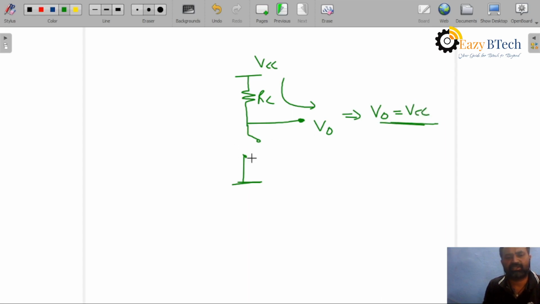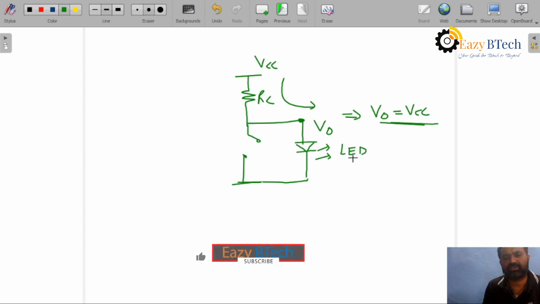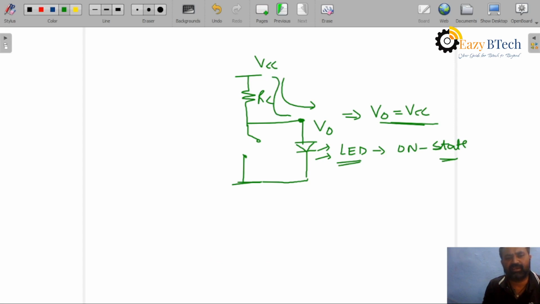It means that due to this open circuit, suppose you connect an LED here, the LED will be in the on state, because this VCC will drive it like this. Is it clear? Okay. Similarly, when Vin is 0, the transistor acts as an off switch.